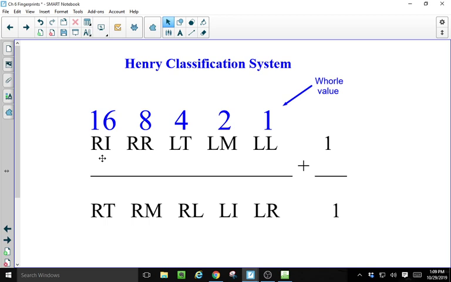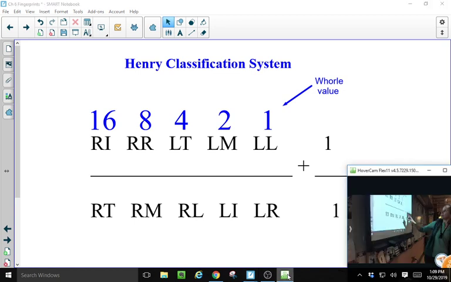So, let's go back a little bit and talk about what these stand for. What is RI? Right index, your pointer finger. So RI is right index. RT is right thumb. RR is right ring finger. RM, right middle finger. RL is right little finger. They don't use pinky, they use little finger.